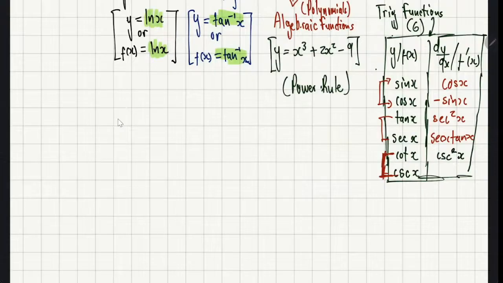But cosec is weaker. It can't give you cot squared. So what will it give? Cosec x, then cot x. And you should know that these last two will be negative.